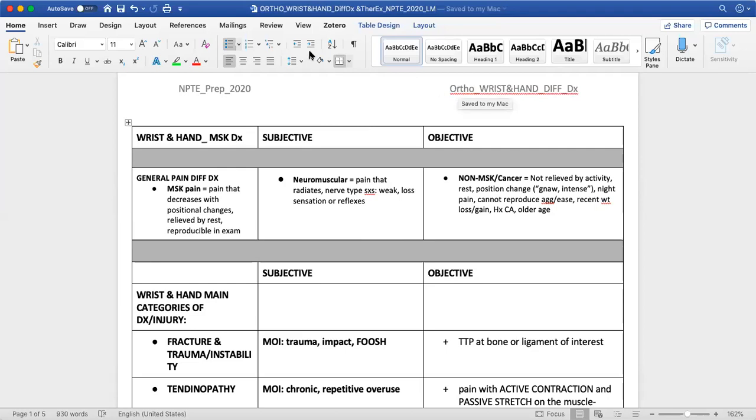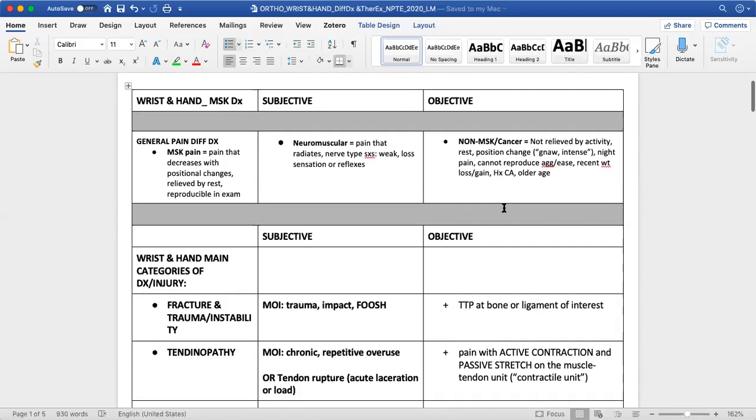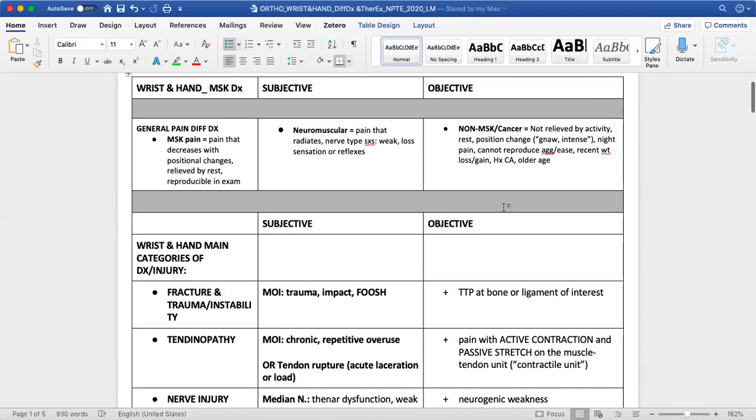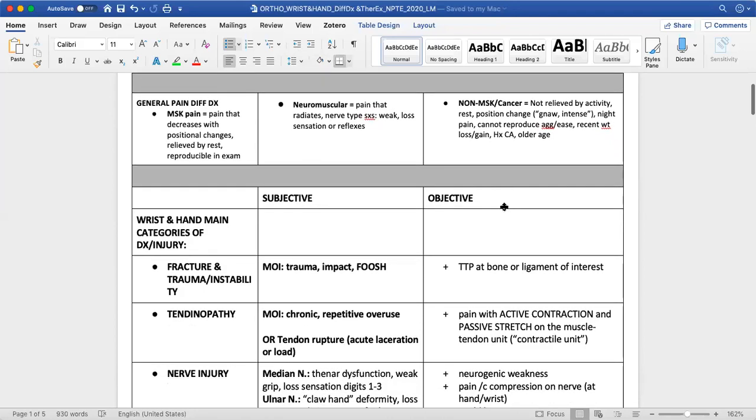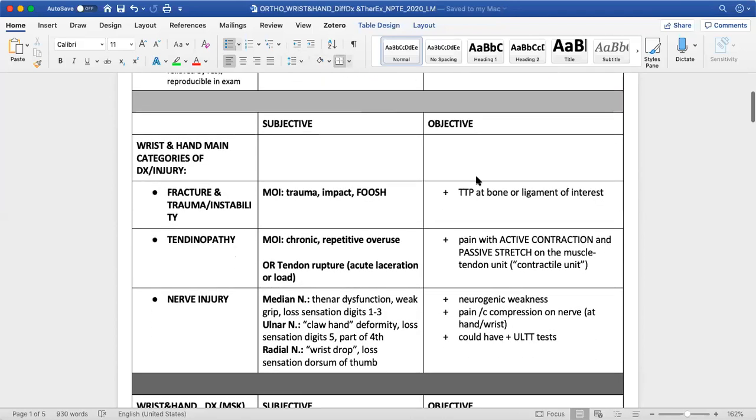As I like to start every presentation, there are these reminders at the top for what is normally indicative of musculoskeletal pain versus more of a nerve pain versus a red flag or non-musculoskeletal pain. So I'll let you all read through that if you want. I want to get to the differentials, but that will be on the document link that I post.